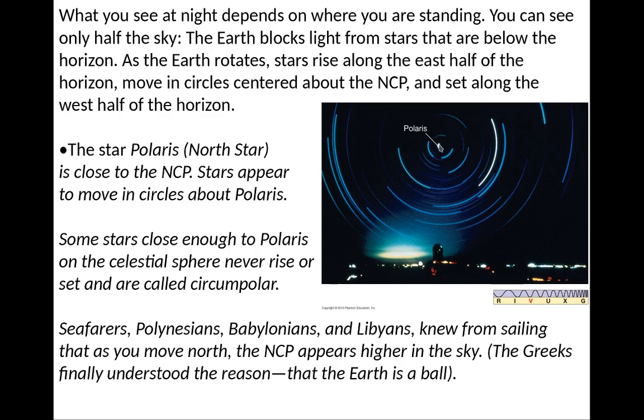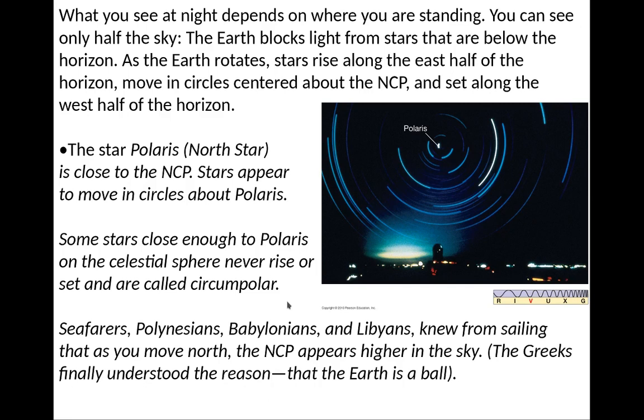Now, if you're close to Polaris, or you actually are at Polaris, you never rise, you never set. You don't see it in the daytime because the sun blots it out. But if you could see during daytime, you would see Polaris as well. So stars that never rise, never set, just appear to spin around Polaris, are called circumpolar stars.